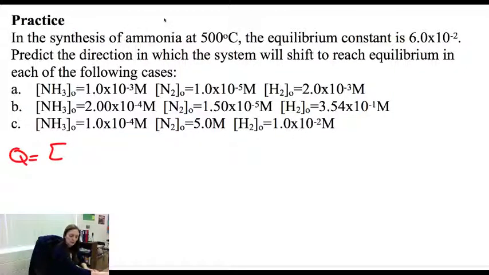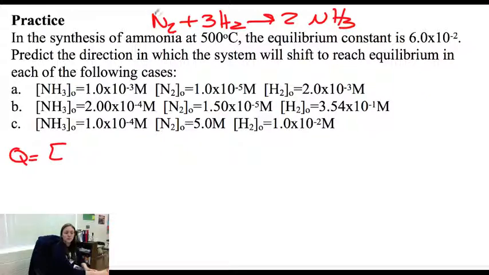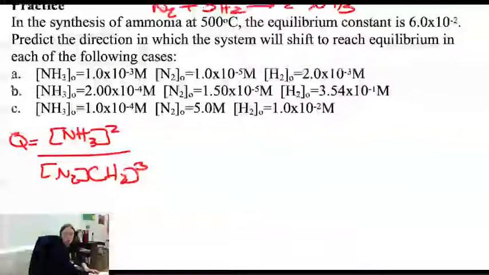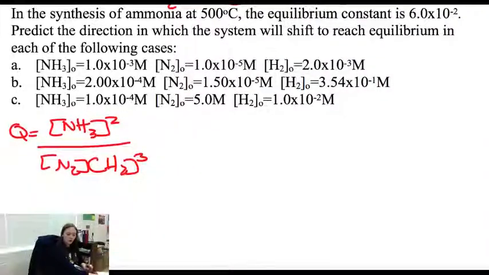And it's the same equation we were looking at before, N2 plus 3H2 yields 2NH3. So I'm going to have NH3 squared over N2 times H2 cubed. I'm going to do that for all 3 of them. So go ahead and do that for all 3 of them, and then we're going to look at the numbers and see which way they're going to go.